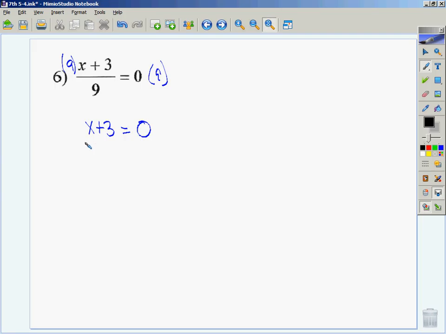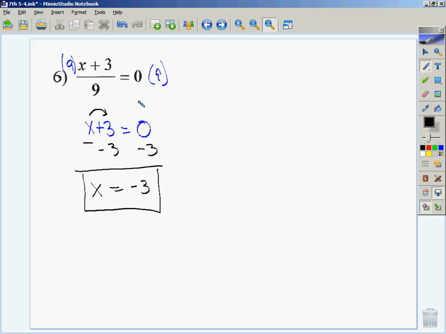I'm trying to get x by itself. I have to get rid of addition. I get rid of addition by subtracting. 0 minus 3 is a negative 3. So x is equal to a negative 3.